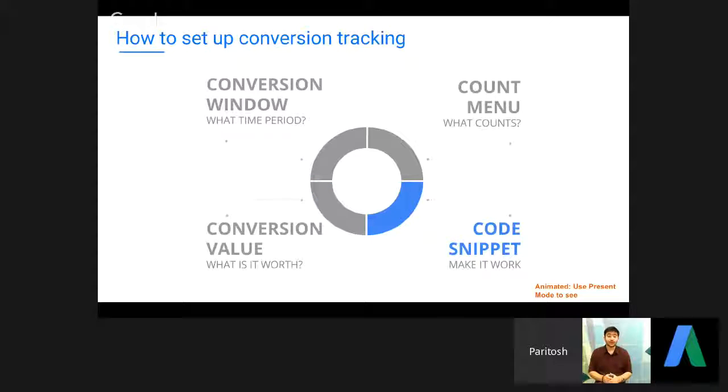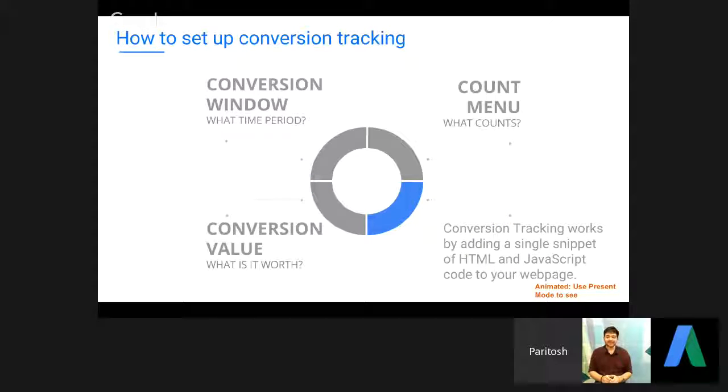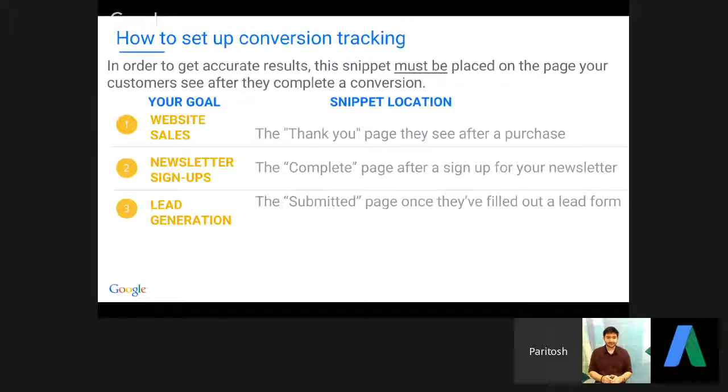If you sell a product for £70, the system will report a conversion value of 70. And finally is the code snippet. Now this is a very important aspect of conversion tracking. For conversion tracking to work, there is a small snippet of code which needs to be placed on the various crucial pages of your website. Now, when you say crucial pages, these are the three things which you see here.